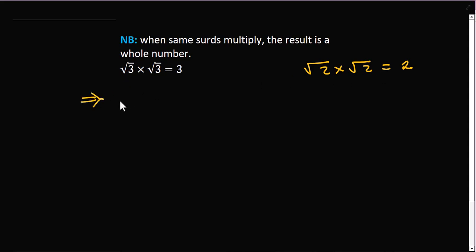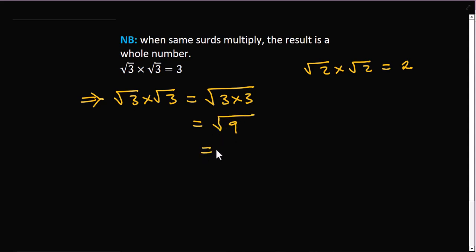Why is it so? When you have surd 3 multiplied by surd 3, it's the same thing as what? You have a single surd, 3 multiplied by 3, and that's giving you what? 3 times 3 is 9. And then the square root of 9 is what? 3. So instead of going through this whole process, just know that it gives you the whole number, right?